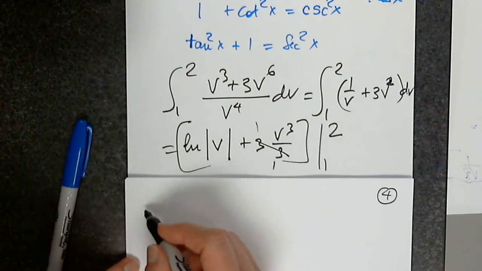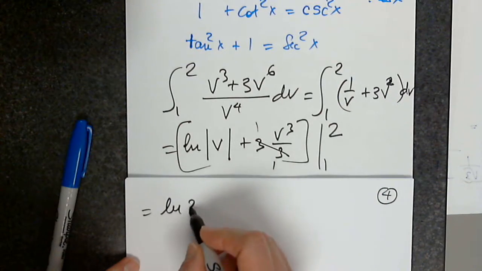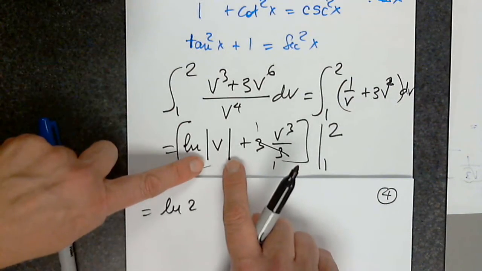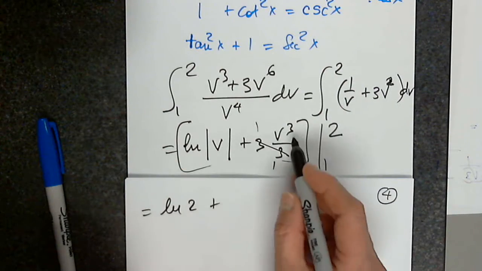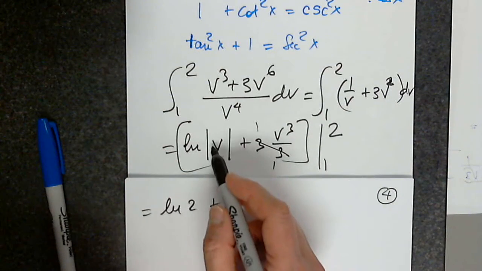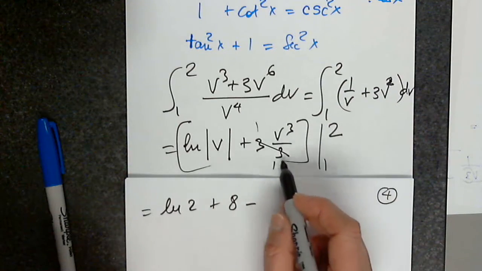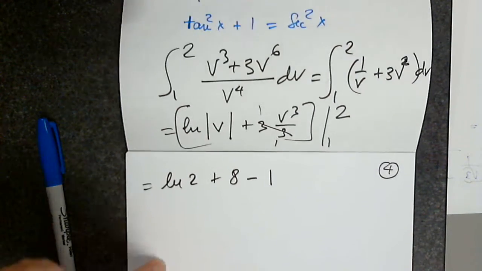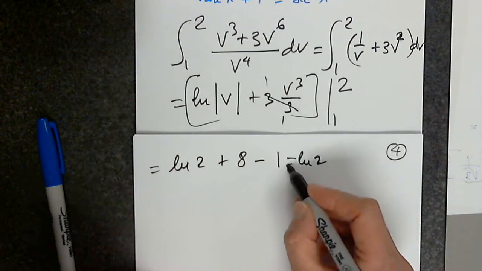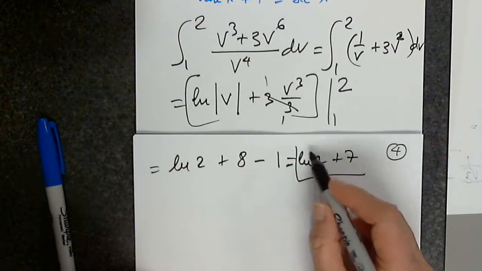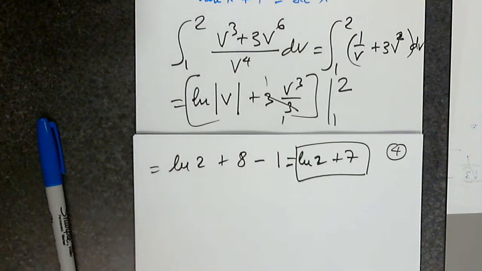So then I plug in 2. Natural log 2, I can drop the absolute value now. There is no need for the absolute value on 2. And then plus 8, minus, when I plug in 1, I get 0 and minus 1. So the simplified form is natural log 2, and the exact answer is plus 7. Is this okay? Yes. Perfect. Questions on this?